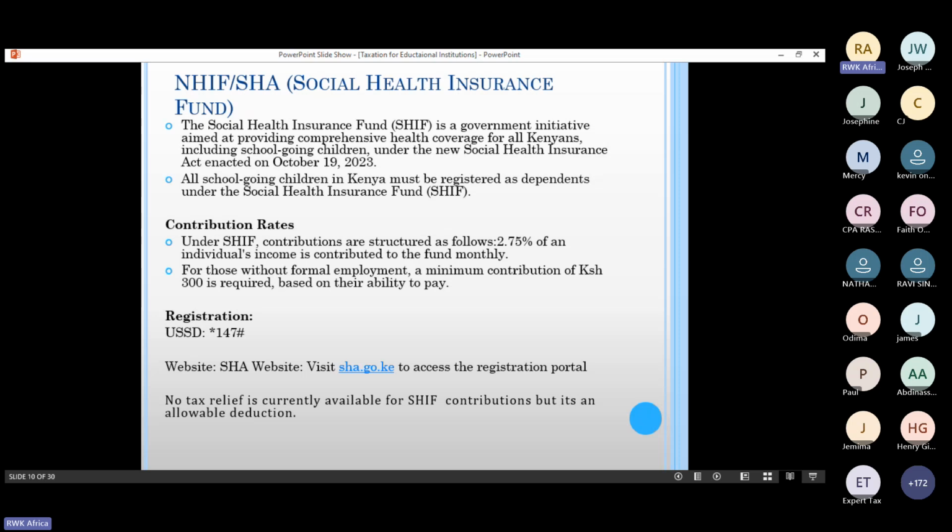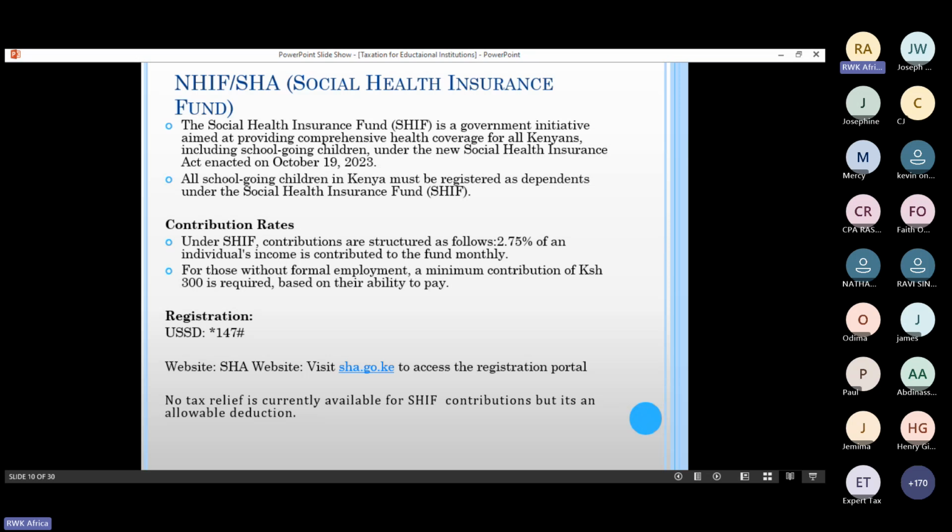Also to note, we don't have a tax relief for the SHIF contribution, but it is an allowable deduction. So initially, when we are doing the pay as you earn, these deductions are associated with the pay as you earn. We were getting a tax relief for 15,000 of the monthly contribution. So we have talked about the PAYE relief, which is 2,400. We were also getting the 15% of the SHA monthly contribution as a relief to reduce the taxes to pay.